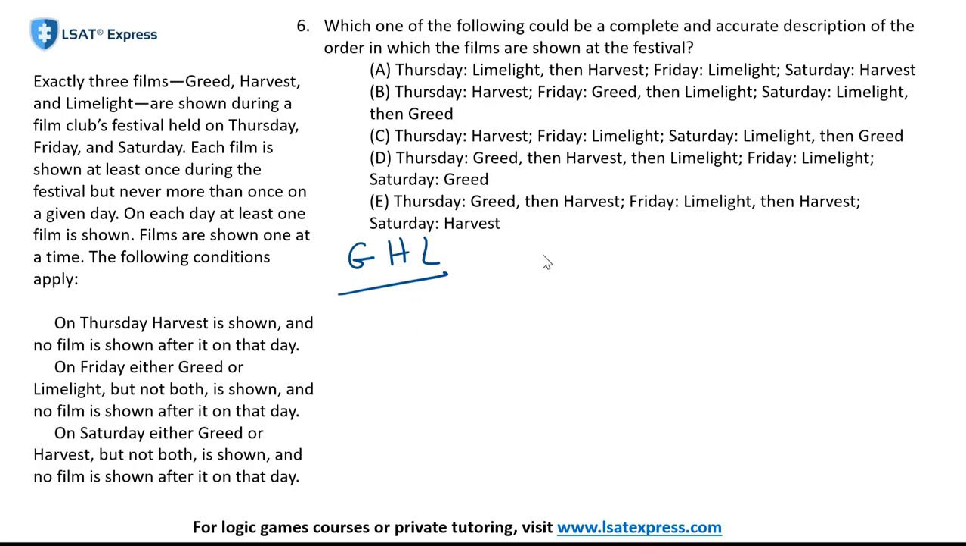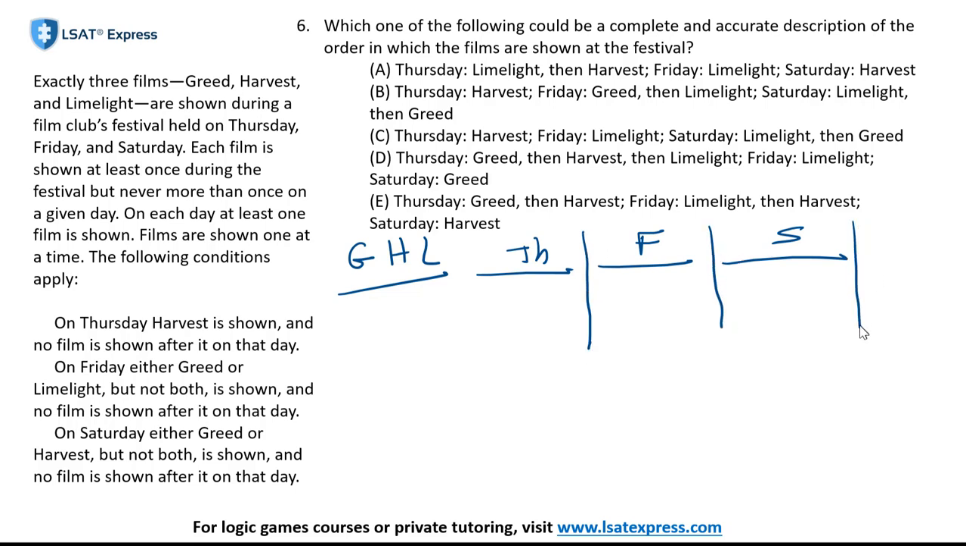Shown on a festival held Thursday, Friday, and Saturday. So let's write Thursday, Friday, Saturday. So you can already see some sequencing, Thursday followed by Friday followed by Saturday. But these 3 days also serve as groups. What do I mean? So let's write a nice sort of wall here to isolate the groups.